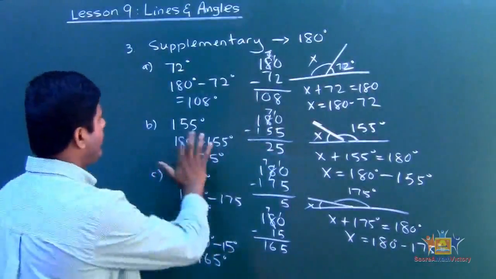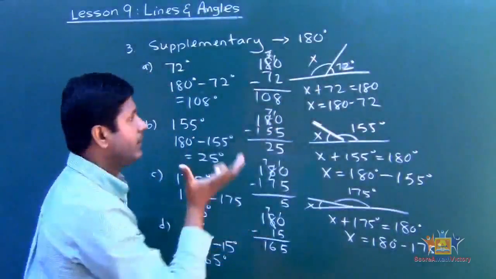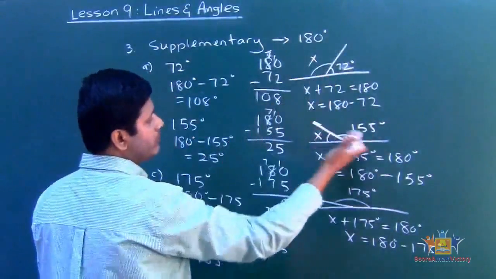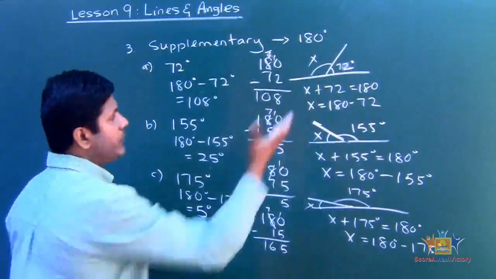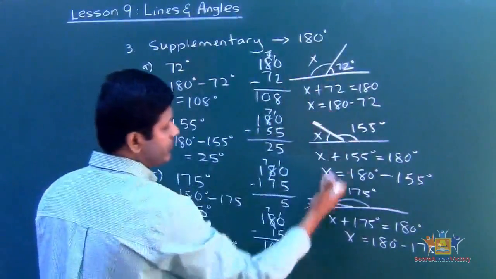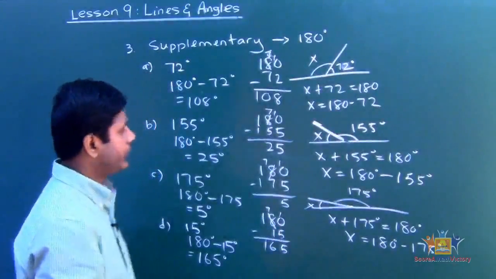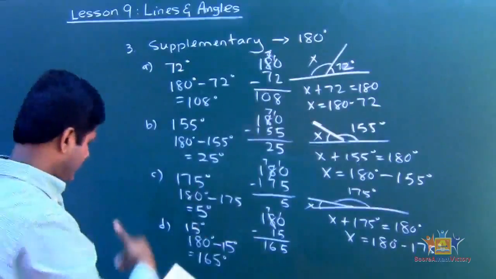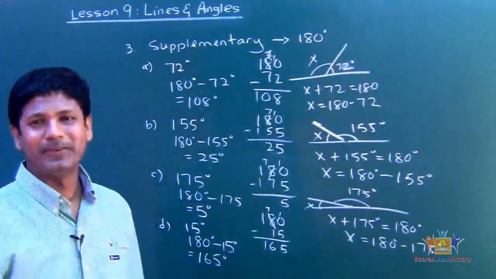If I translate this question in the form of a diagram, 180, complementary. Wrong. 180, supplementary. Alright? Okay, good. Let Mr. Mac erase the board and we'll do problem number 4 and I'll be back with you.